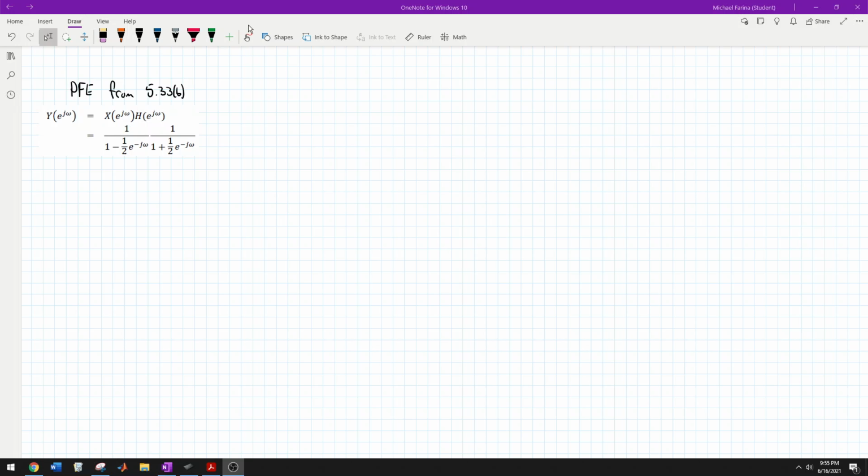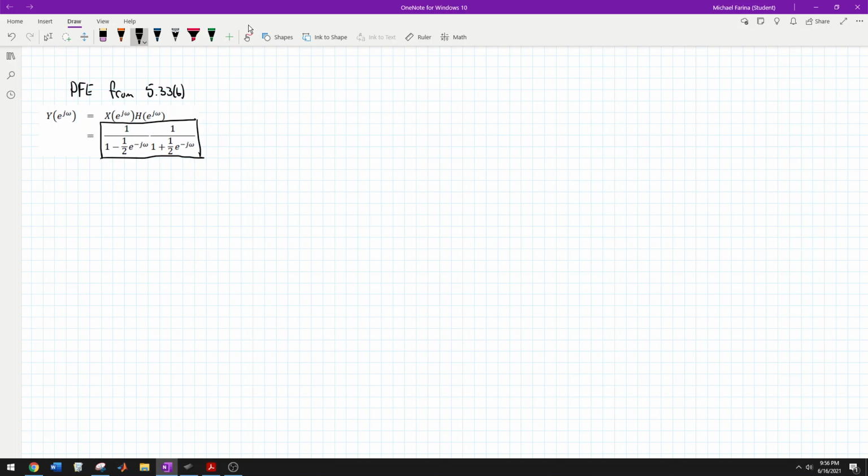Hey, it's Mike again. I just wanted to show a handy little trick that sometimes people forget about when they're working partial fraction expansions. Here's a relatively simple example we're going to do, but this right here is what we want to expand.